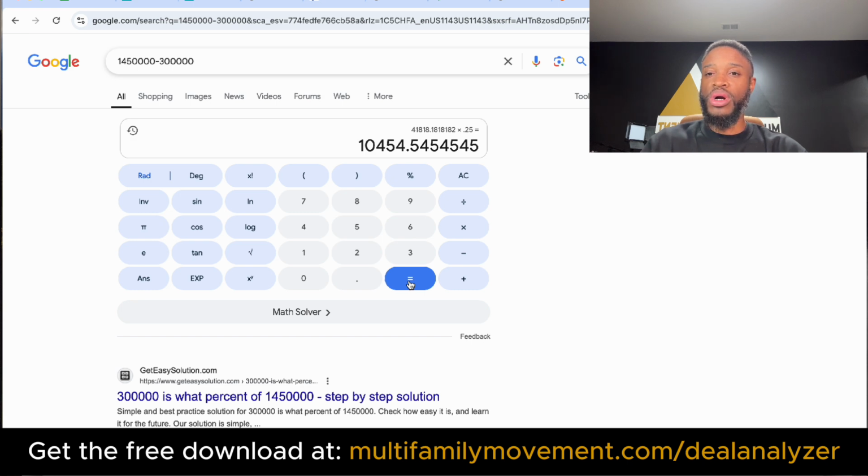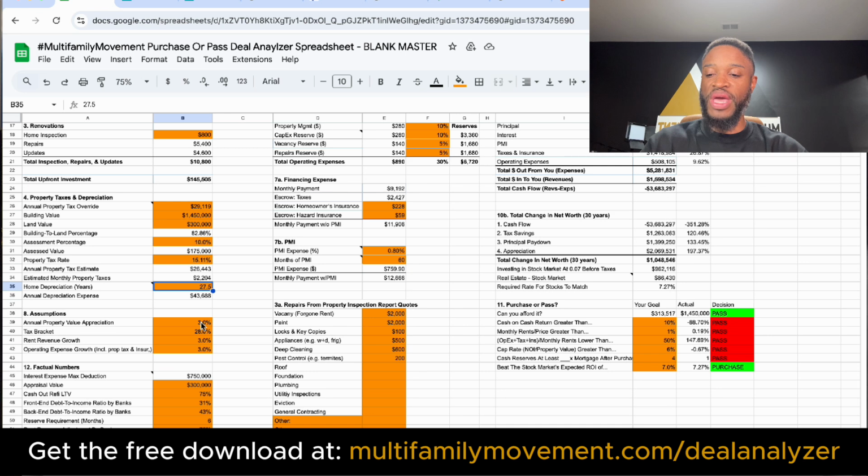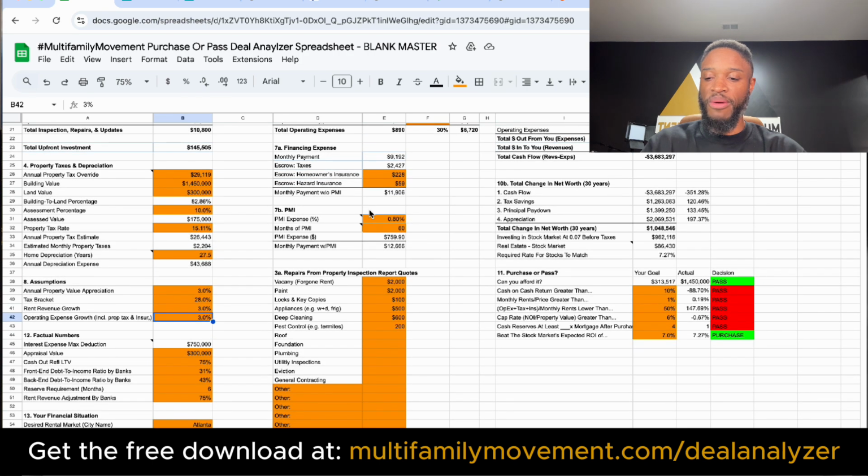Okay, so these are some more complex things. I teach these things in my program, but I'm just showing you really quickly as we go through the purchase or pass deal analyzer. So you see that 27.5 years right here. All right. So some other assumptions that we have is that the property is going to appreciate by 3% per year. That's the average appreciation rate for real estate. Right now I have you in the 28% tax bracket. And then our rents are going to grow by 3% per year, but also our operating expenses like property taxes, insurance, contractors, etc.